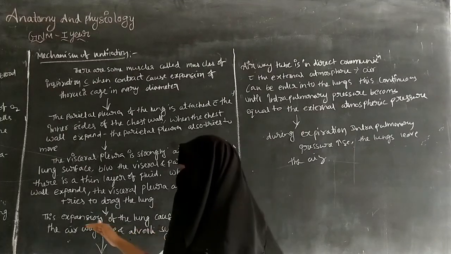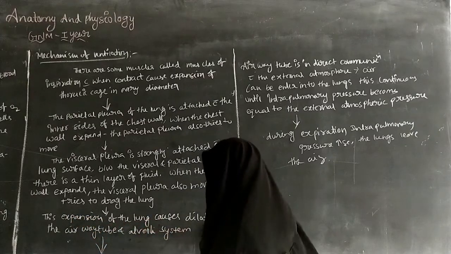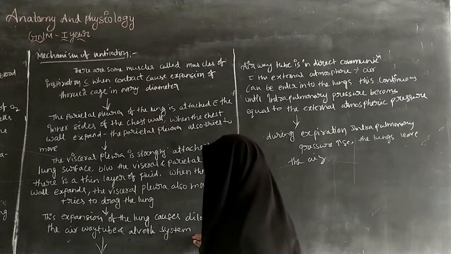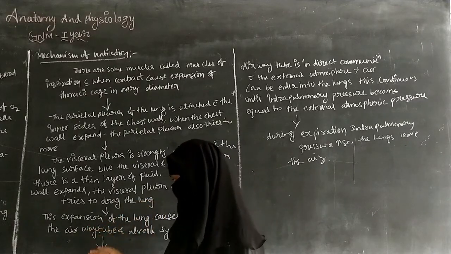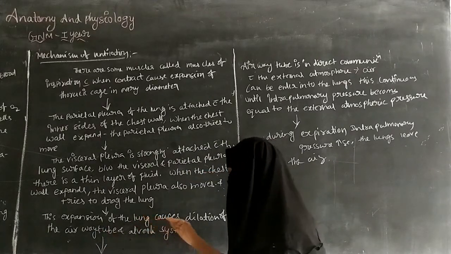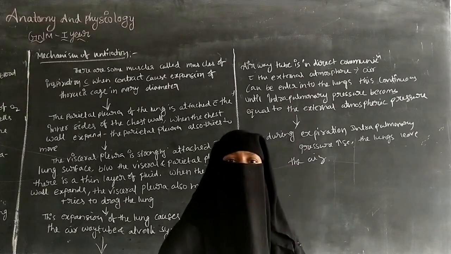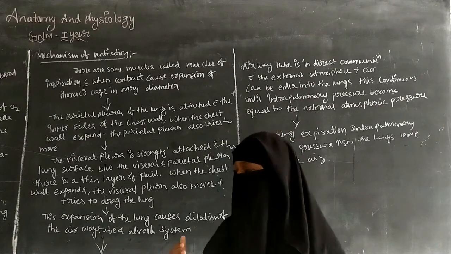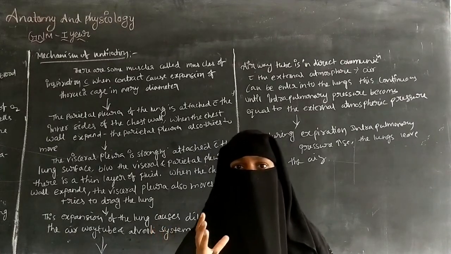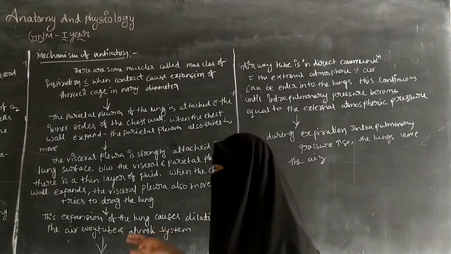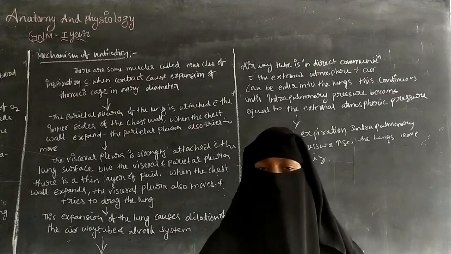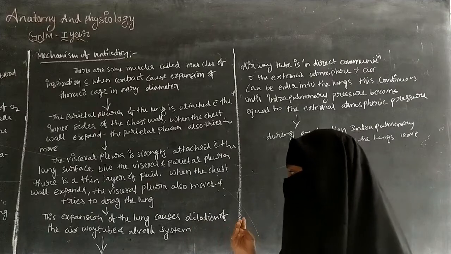The next point is that this expansion of the lung causes dilatation of the air passage, the airway tube and the alveoli system. Dilatation means it becomes enlarged, it can be stretched. So the expansion of the lung causes dilatation of the airway tube, and it becomes stretchable or enlarged.